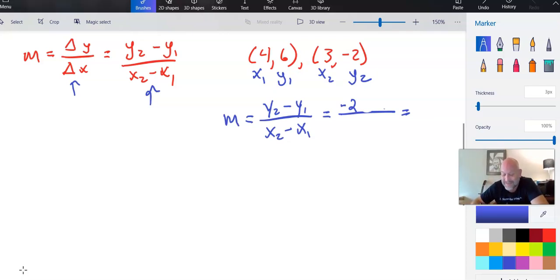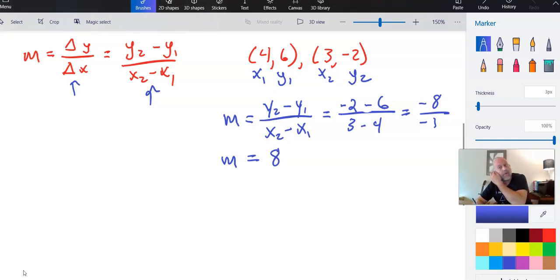So it's -2 minus 6. Sorry, I jumped over to the 4. -2 minus 6, there we go, and 3 minus 4. So -2 minus 6 is -8. 3 minus 4 is -1. And so in this case, my slope, -8 divided by -1 is just 8. So I have a slope of 8.